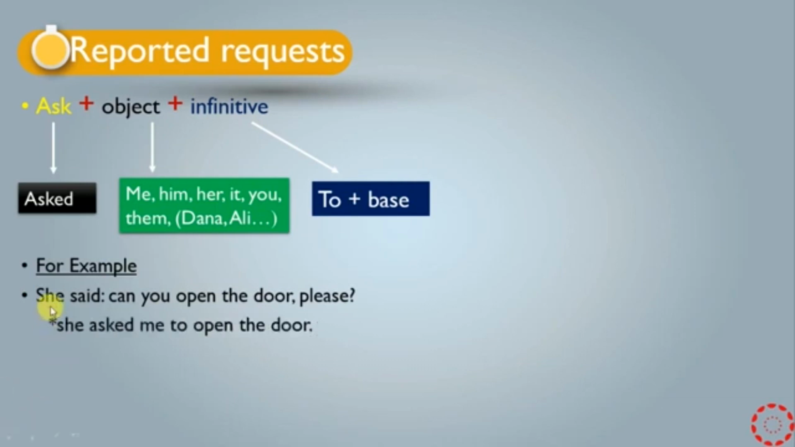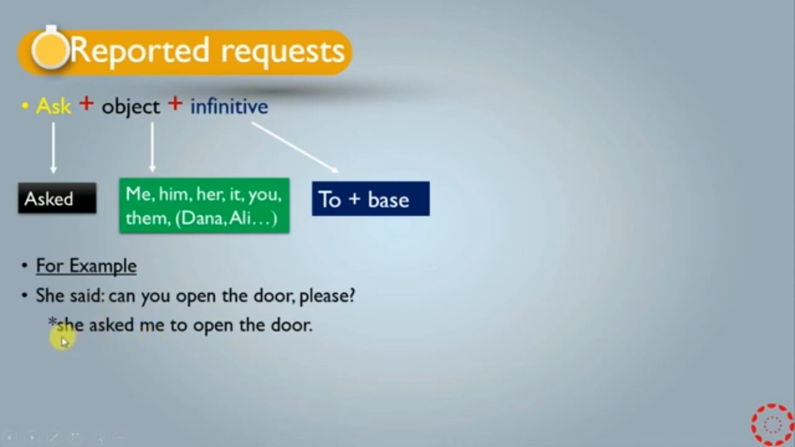Here we have she. Again, I am going to write she again. She for she. After that, I have asked according to the rule. So it became she asked. After that, I have to write an object: me, him, her, it, you. Because there is no other person. She didn't say she said to Dana or Ali or him or her. So I have to write me. If there isn't any pronoun or a noun here in the first sentence, I have to write me.